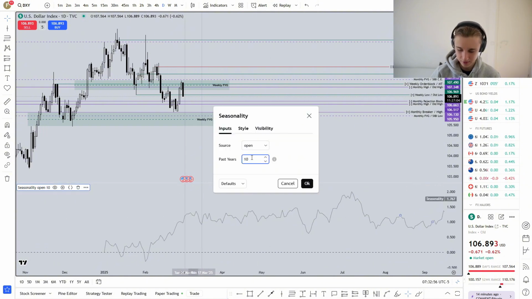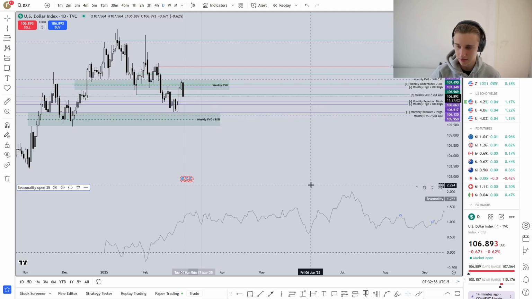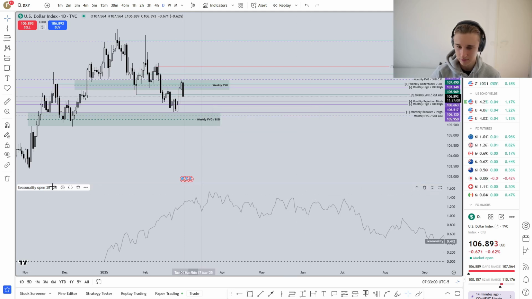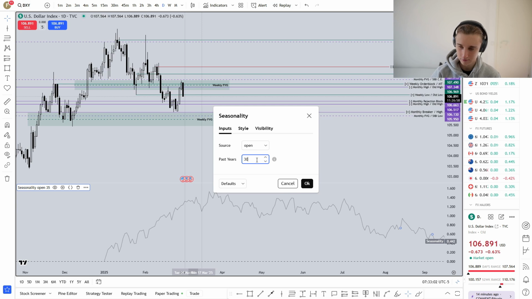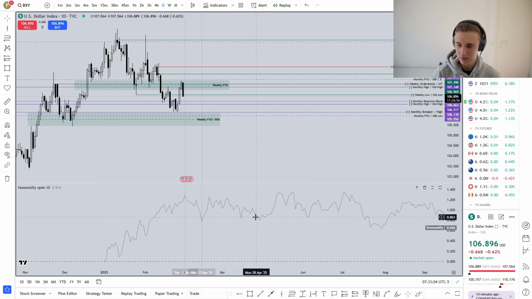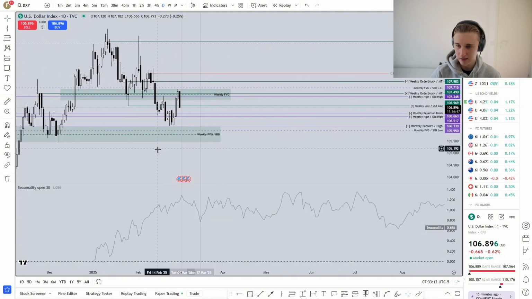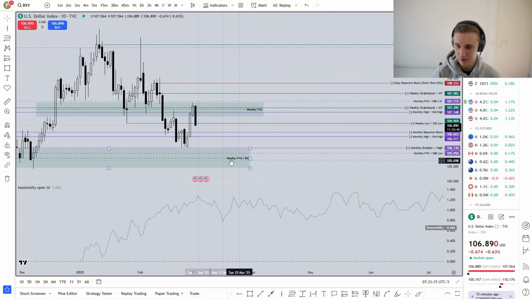Now let me get back to the 30-year. Let's try 35 one more time. Okay. But you can see on the 30-year seasonal tendencies, we usually get a drop going into March, middle of March. And this is what I anticipate basically going into this trading month.